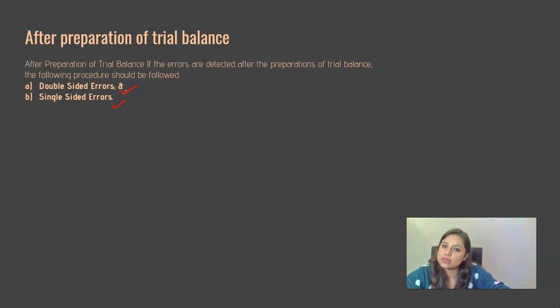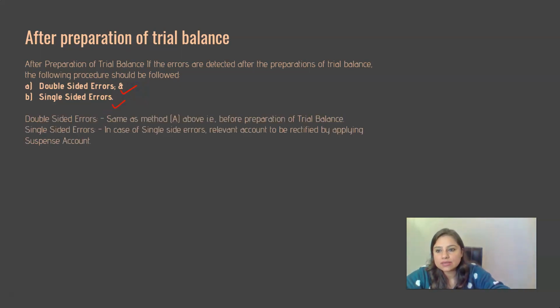So the errors would be the same. It could be either a double-sided error or a single-sided error. In the case of a double-sided error, the same method needs to be followed, which we have learnt in before preparation of trial balance. So first, identify the correct impact or entry. This is the first step. This is the second step: look into what entry has been made.